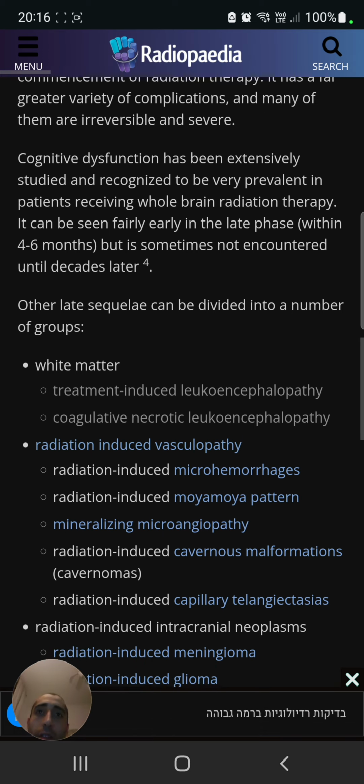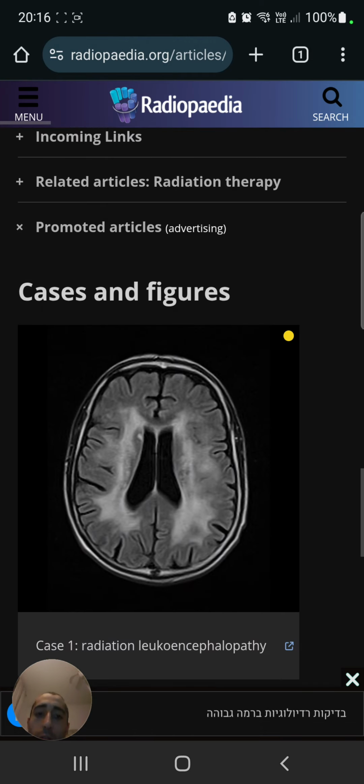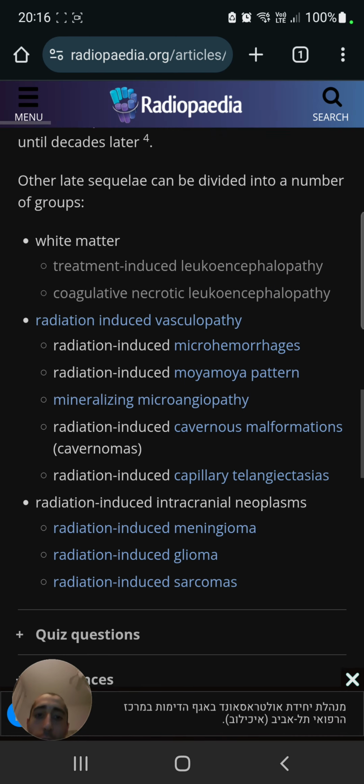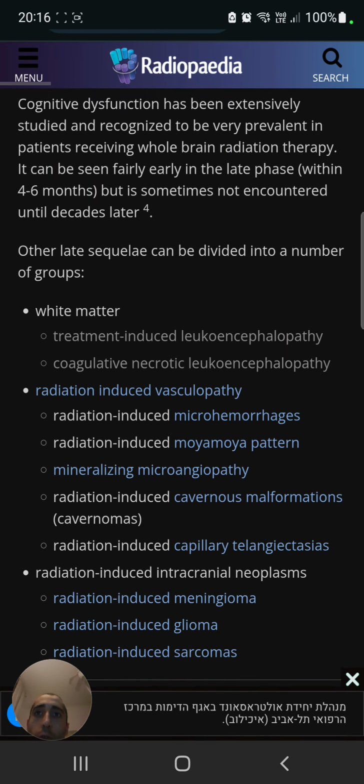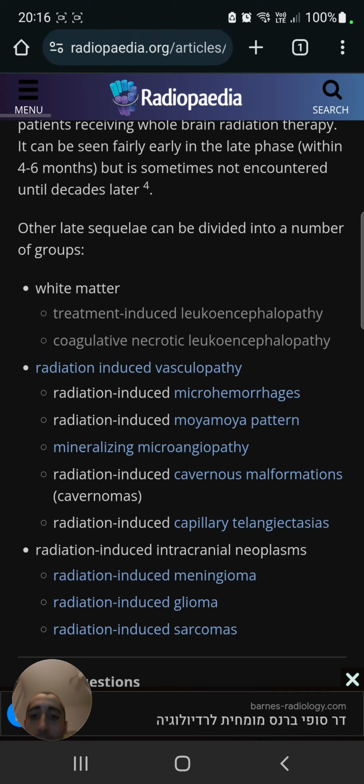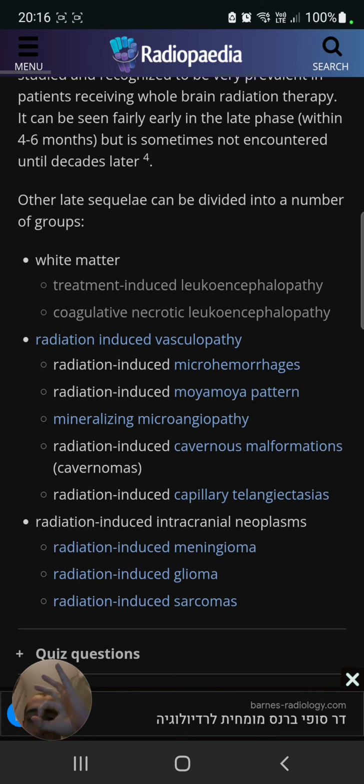We're talking about microangiopathy, which may happen more commonly in the pediatric population. We're talking about radiation vasculitis, and if we're talking about vasculitis, you will see stenosis of the vessels, and we can also see capillary telangiectasia and cavernous malformations.